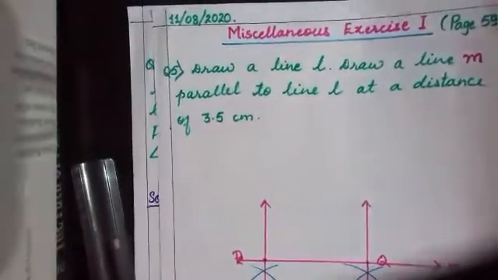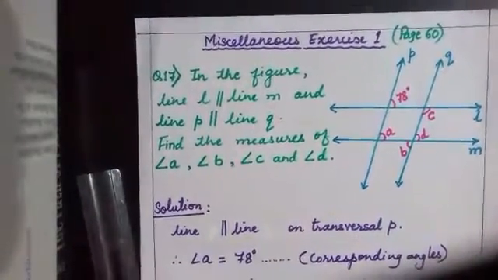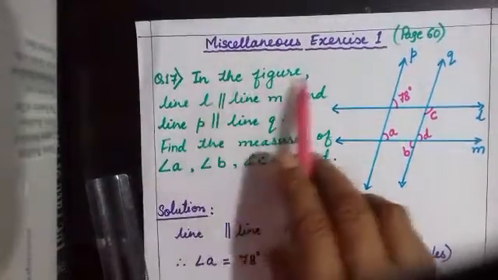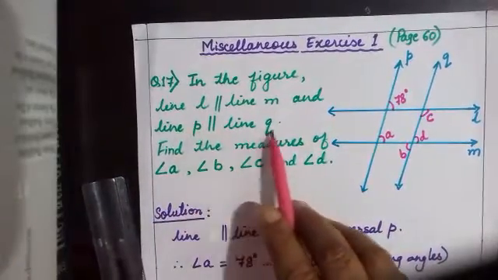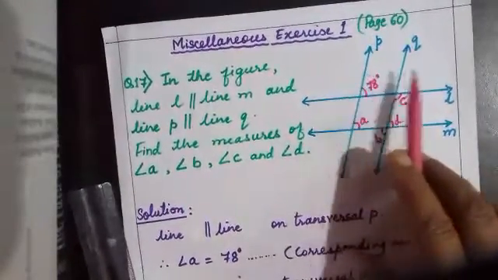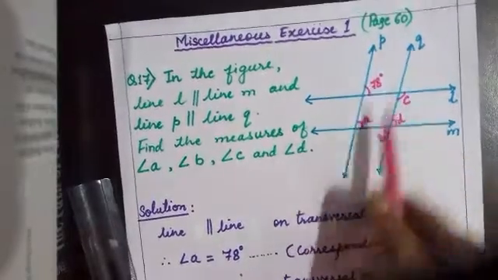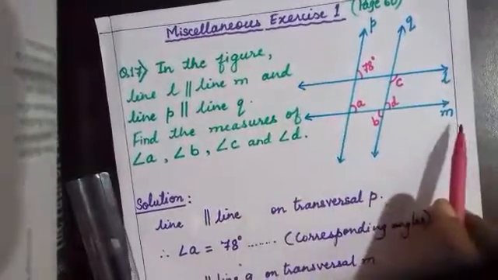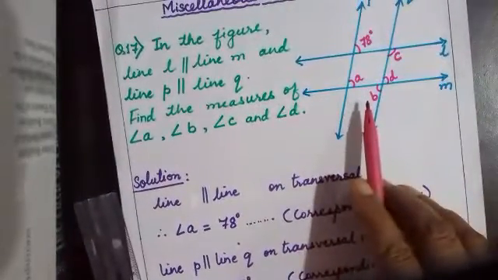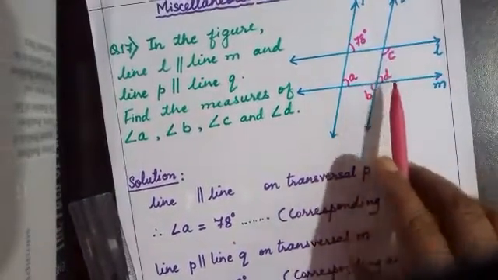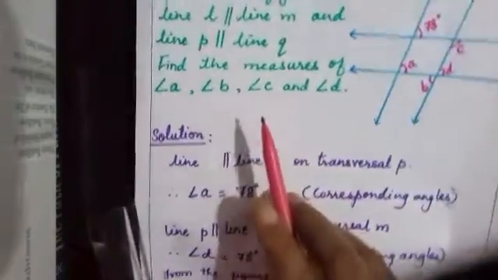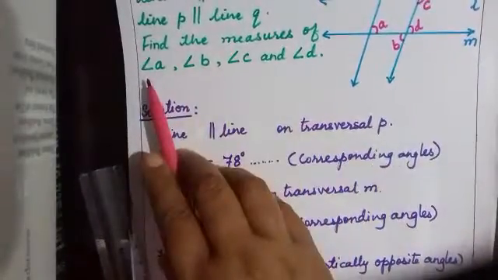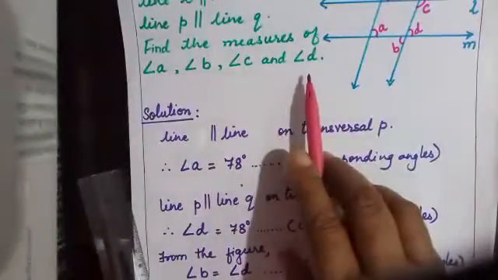Now coming towards Miscellaneous Exercise 1, the next question, that is question number 17. What do we have to do in this question? In the figure, line L is parallel to line M and line P is parallel to line Q. Here two sets of parallel lines are given: P and Q are parallel lines, line L and line M are parallel, and some measures are given. Here angle A, angle B, angle C and angle D, and one measure is already given as 78 degrees. So observing that, find the measures of angle A, angle B, angle C and angle D.